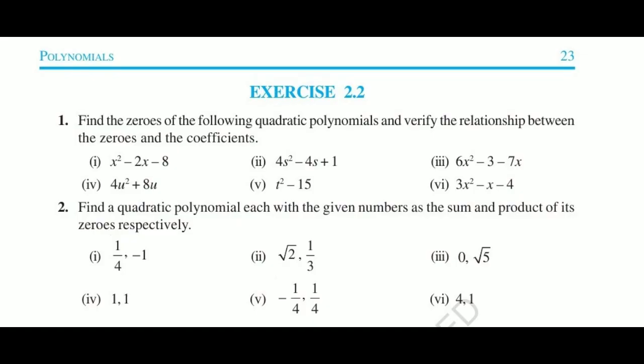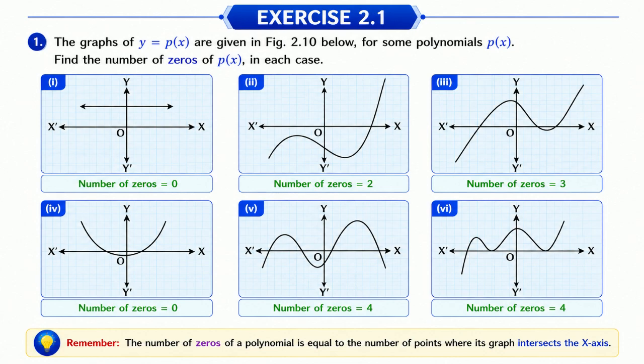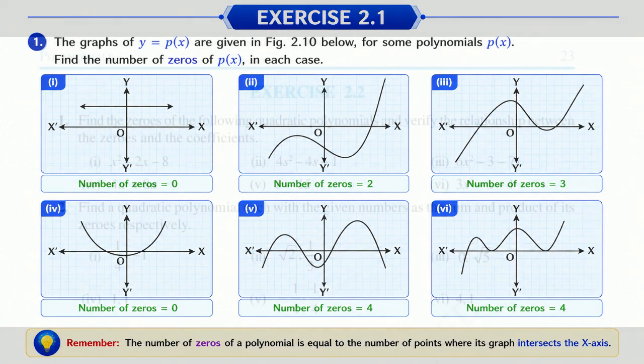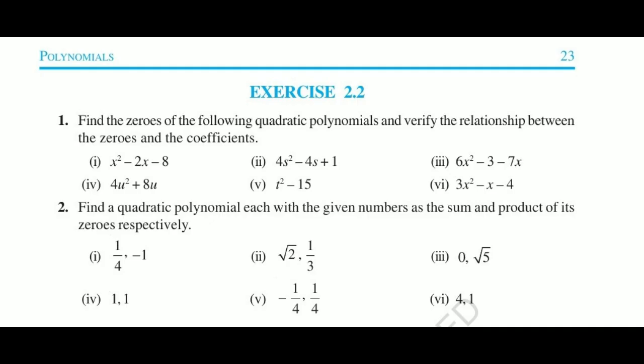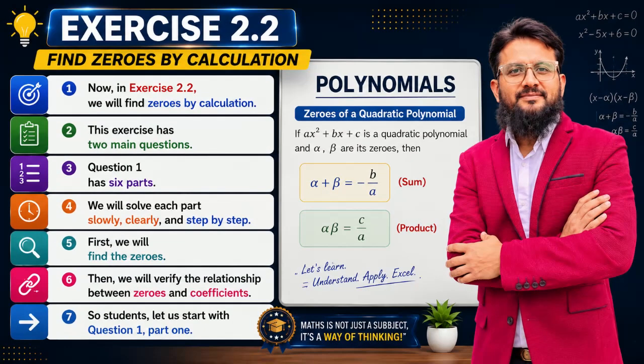Students, now we are entering exercise 2.2. In exercise 2.1, we understood zeros from graphs. Now in exercise 2.2, we will find zeros by calculation. This exercise has two main questions. Question 1 has 6 parts. We will solve each part slowly, clearly and step by step. First, we will find the zeros, then we will verify the relationship between zeros and coefficients. So, students, let us start question 1.